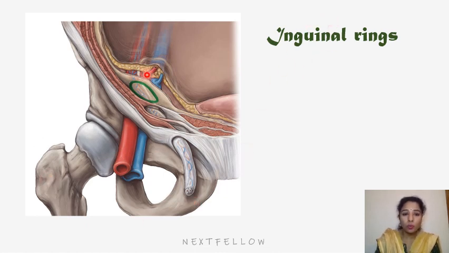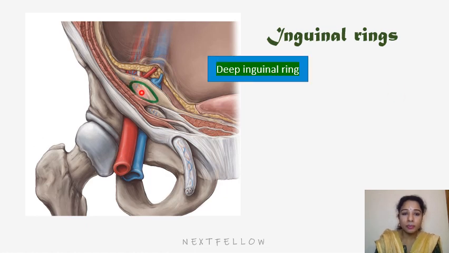So there are two openings, apertures, within this canal, and the passage between the two openings is called the inguinal canal, which is the weaker part of the inguinal region. So here is the deep inguinal ring. This one is the deep inguinal ring.